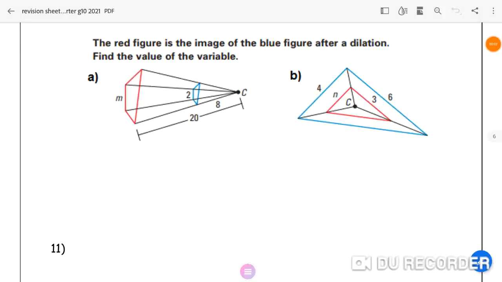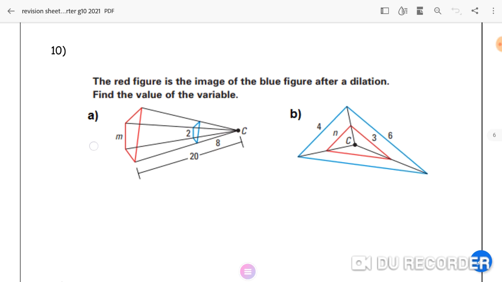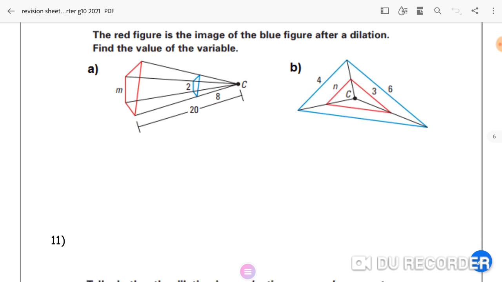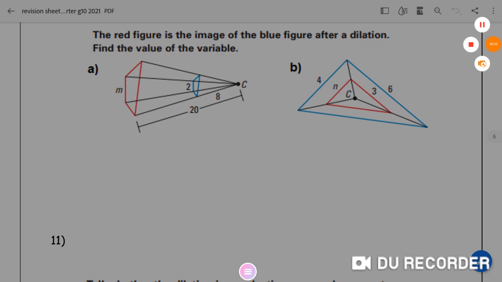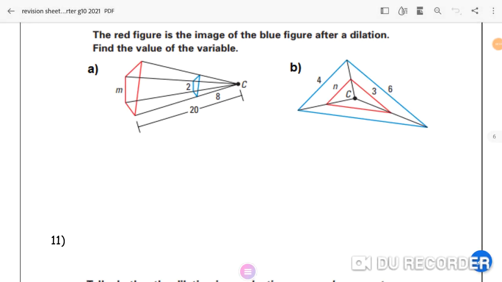Hello guys, and let's continue solving the revision sheet. Here we have question number 10, and question number 10 is about the dilation, and we're given two figures A and B, and we are required to find out the value of each variable. So let's start with number 1.